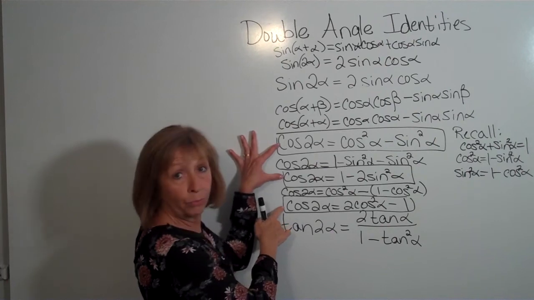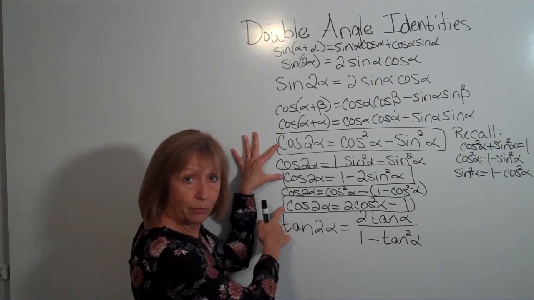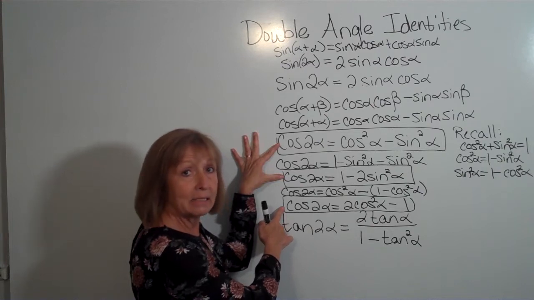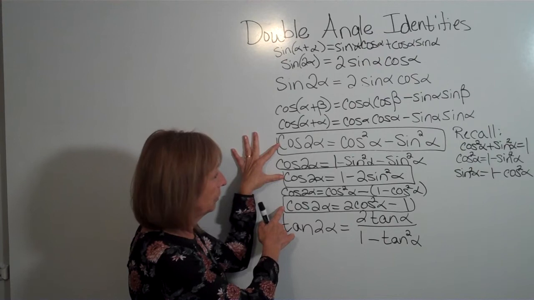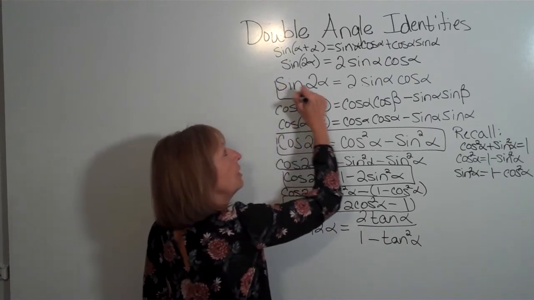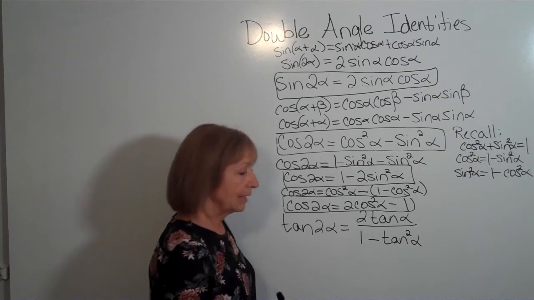So there are 3 different trig identities for the cosine of twice an angle. And again, it depends on what's going on in the rest of the question which of these you would use. There's just one of the trig identities for the sine of twice an angle.